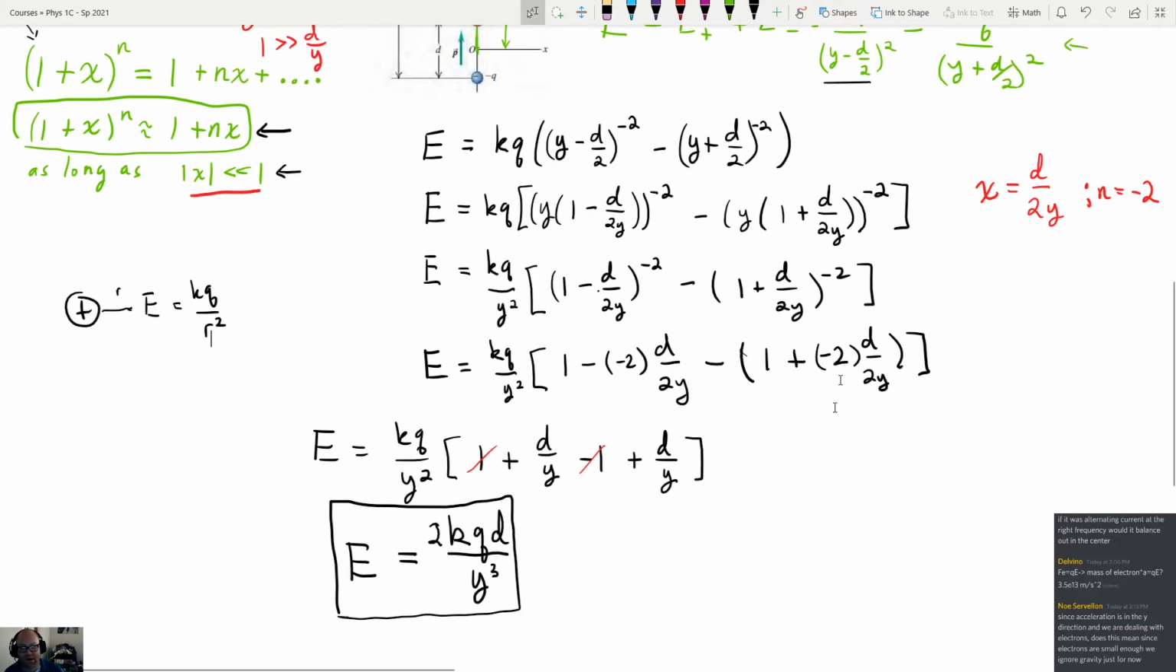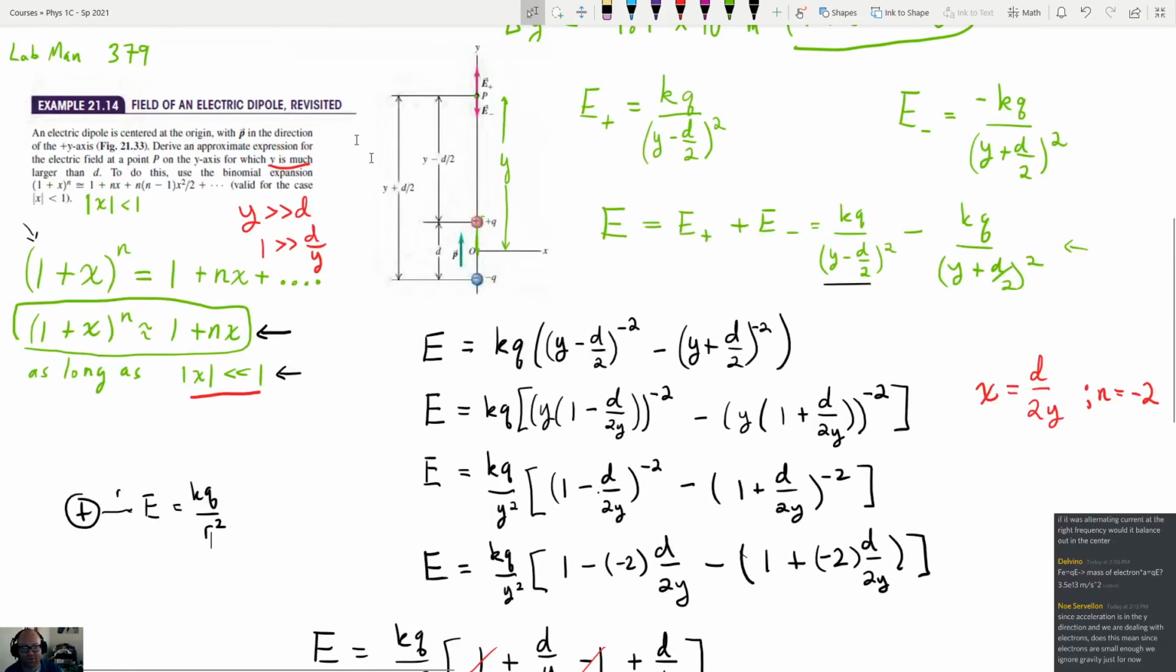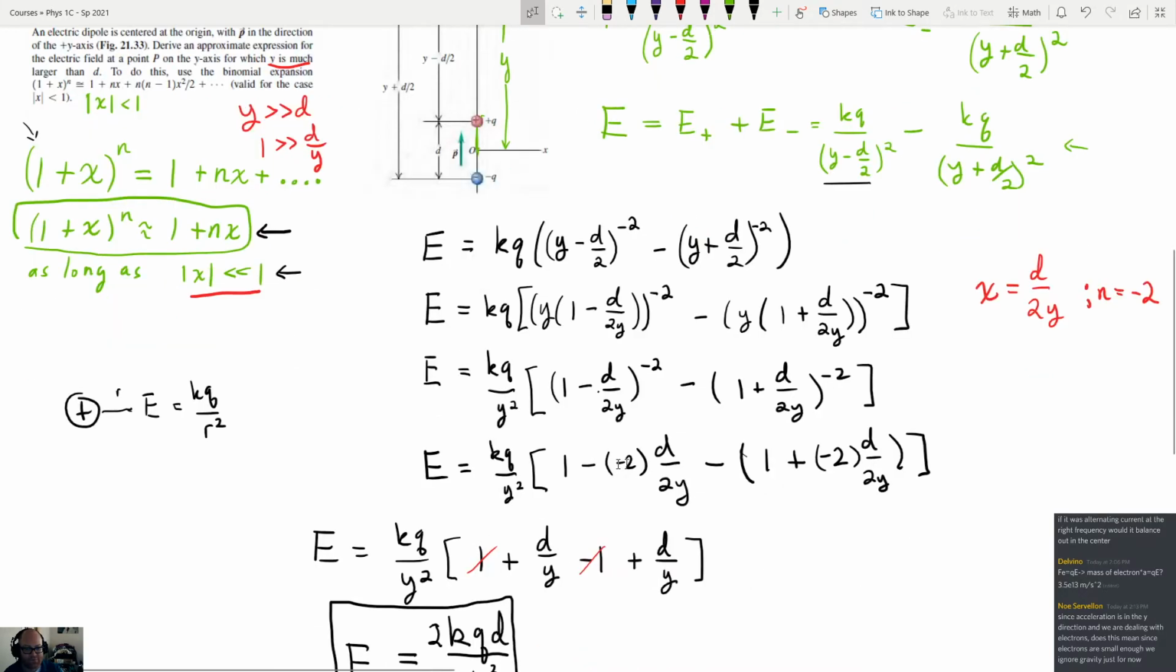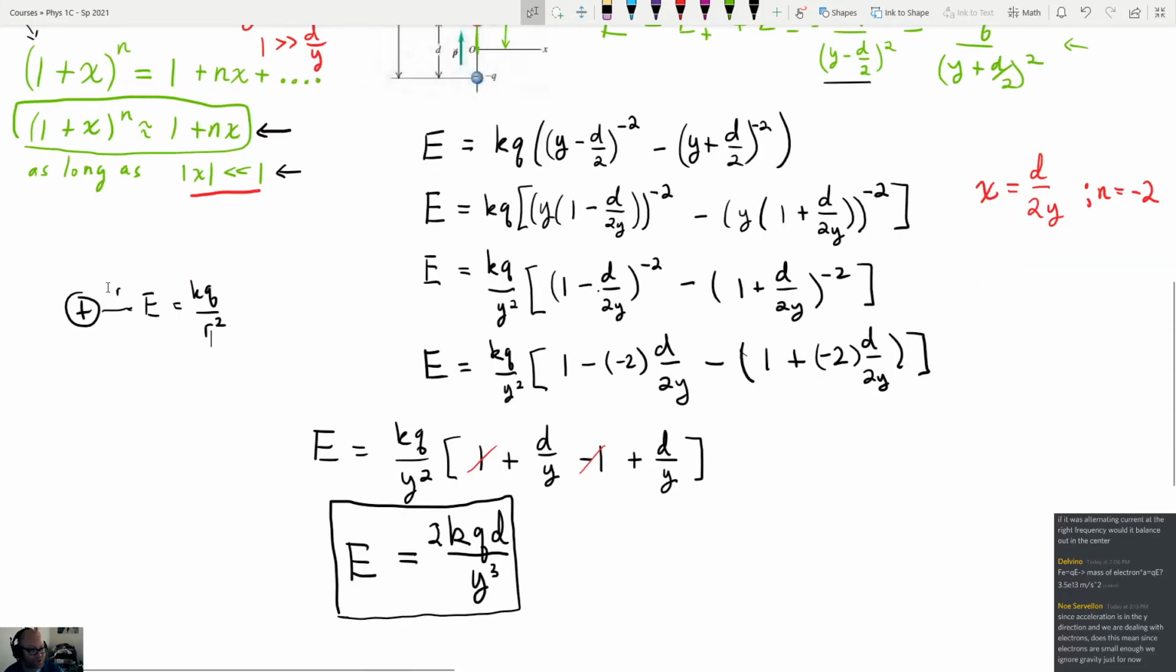So if we go back and look at the picture of what we have here, we have a negative charge here, a positive charge here. We're saying the electric field at point P is positive, it points up, and it falls off as 1 over y cubed, as opposed to 1 over y squared, which is what it would do if it was just a single charge. Is that reasonable, that the field of a dipole should fall off faster than the field of a point charge? Yeah, that's weird.